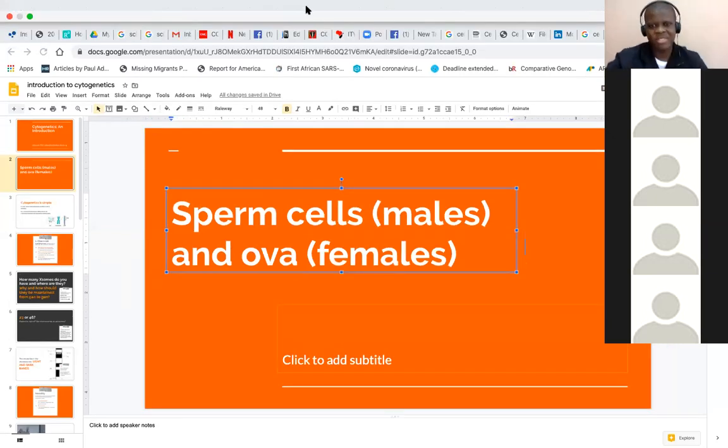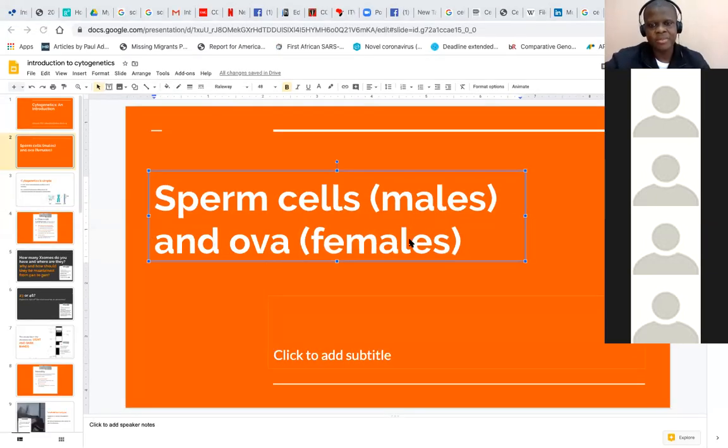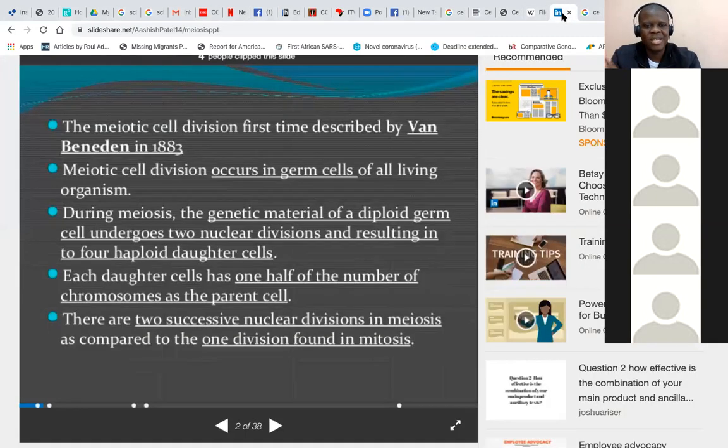So those are what the germ cells are, and they are the ones that undergo meiosis in human beings and of course in higher organisms. So meiotic division occurs in germ cells of all living organisms. During meiosis, the genetic material of the diploid cell undergoes 2 nuclear divisions, resulting in 4 haploid daughter cells.